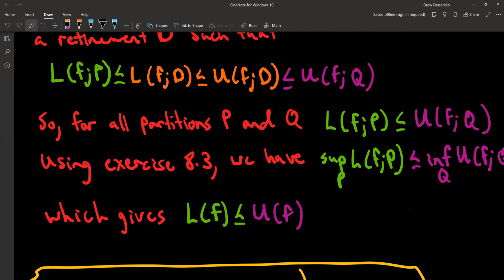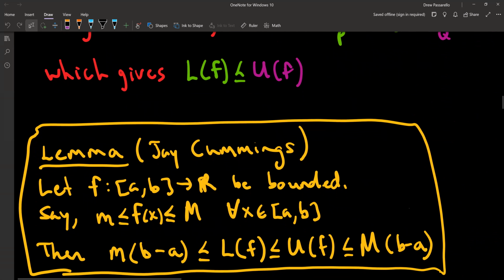All right, so that's the proof for that theorem. And here's a lemma that I thought was interesting. It's from Jay Cummings' long-form real analysis textbook. And you have a function that's bounded. Let's say little m is less than or equal to f of x, which is less than or equal to capital M for all x in [a, b].